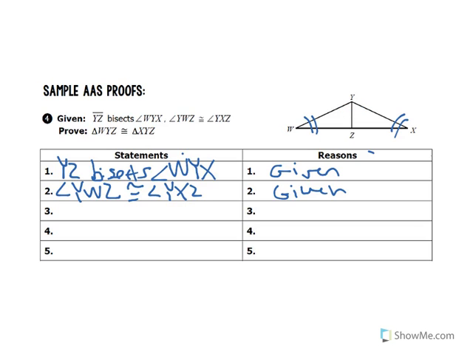So at this point we have two angles. So this gave us an angle. And then this is going to give us an angle, but we need to write that statement that the angle is congruent. And the two angles that are congruent are angle WYZ congruent to angle XYZ. And that's the definition of bisect.